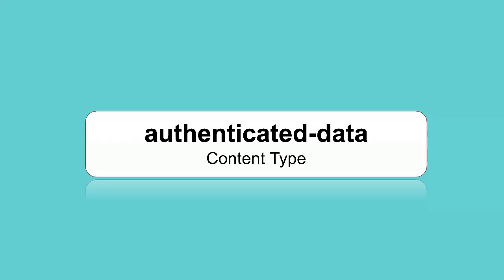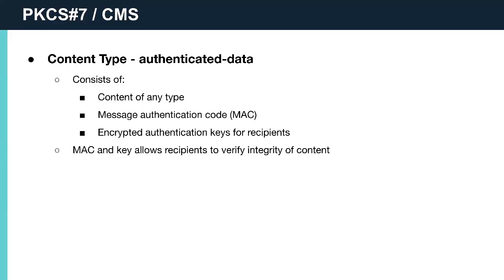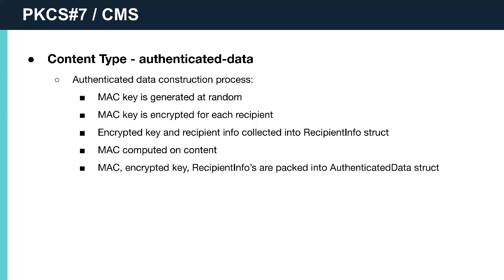And then I think this is our last data type, authenticated data. It consists of content of any type, a message authentication code, and encrypted authentication keys for the recipients. So it allows recipients to verify the integrity of the content using the message authentication code.